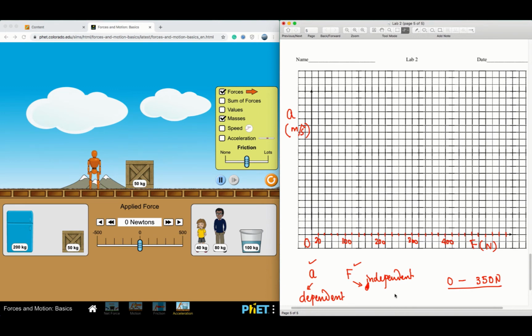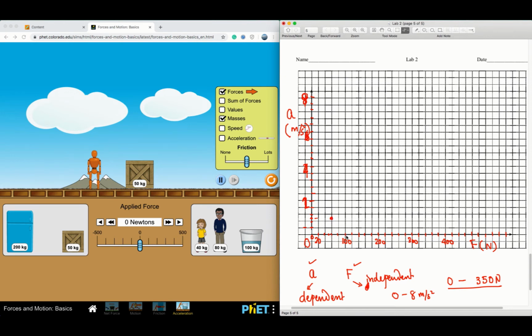And let's say our acceleration goes from 0 to 8. Okay, so I don't know how high your acceleration will be. So let's just assume that it's 8 meters per second squared. So we want to go all the way to here if possible. So 50 is here, and that's 1. So go along this horizontal line and then vertical line. So that's the first data point.